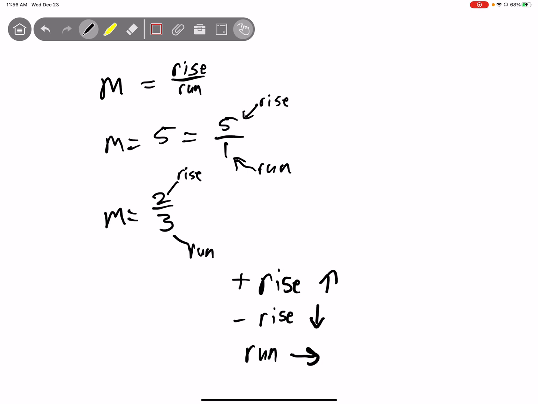Think about it. If I have m equals negative 2 over 3, this negative, regardless of whether it's placed up above, in the middle, or below, is always going to be down 2 and then to the right 3. Doesn't matter if it's written this way, or this way, or this way. You're still going to go down 2 and to the right 3.